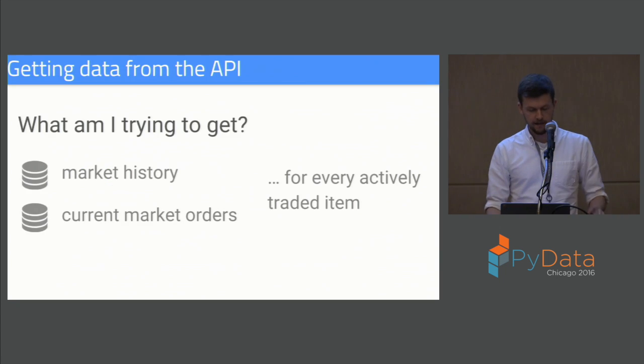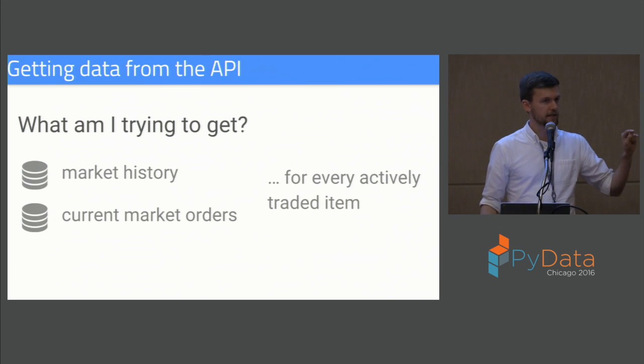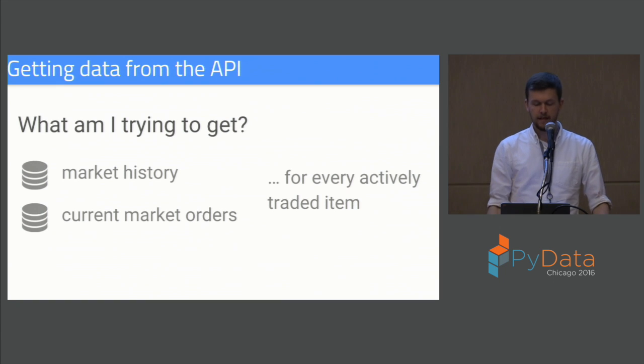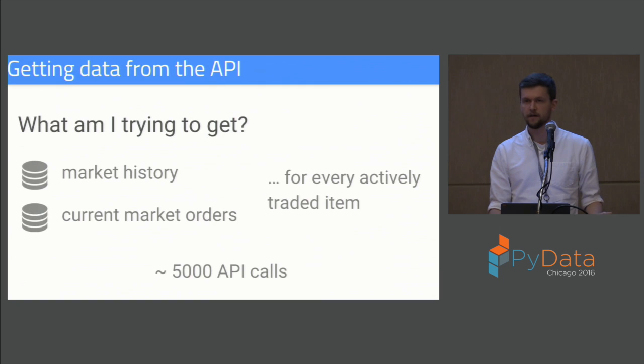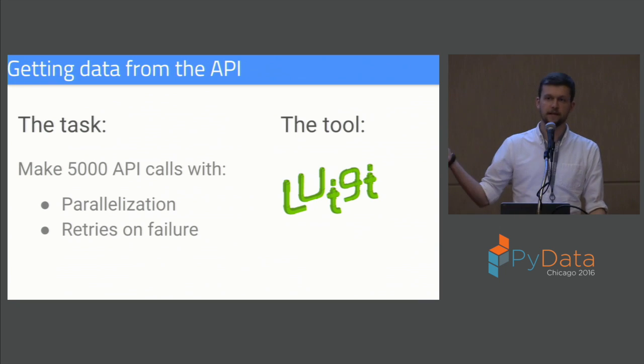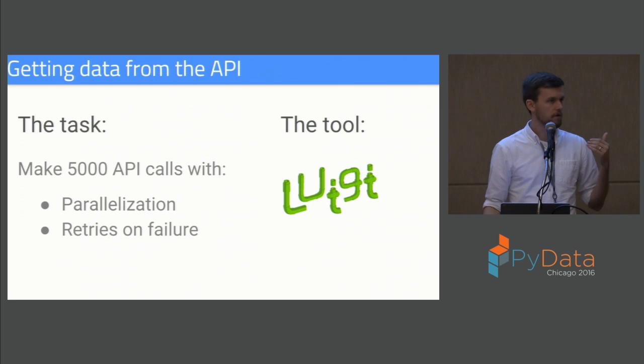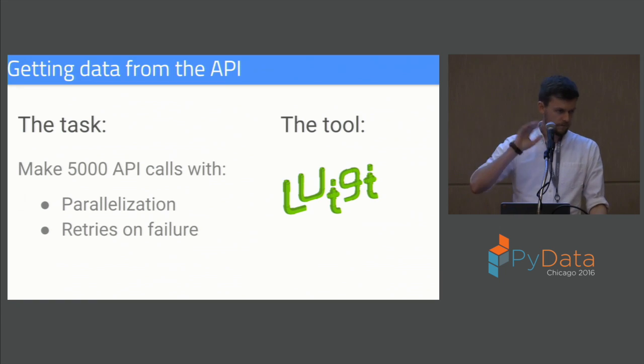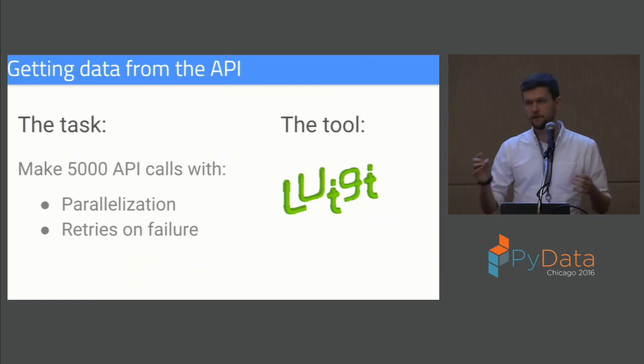So first up, getting the data with Luigi. I'm trying to get the market history, so the average price, high price, all that stuff, and also the current market orders, so what people are buying and selling it for, for every actively traded item in the game. There are about 2,500 items, so this comes out to about 5,000 API calls. And I want to do these 5,000 API calls with parallelization, so I don't have to sit here forever waiting for 5,000 things to run in a row. And I also want to be able to automatically retry on failure, because it's an API; sometimes packets get lost, sometimes my internet connection is spotty, and I don't want to be doing all of my trading analysis missing some chunks of data. I want this to be robust to network failures.